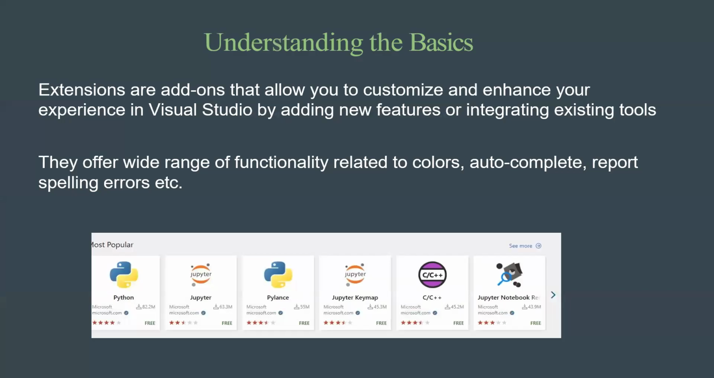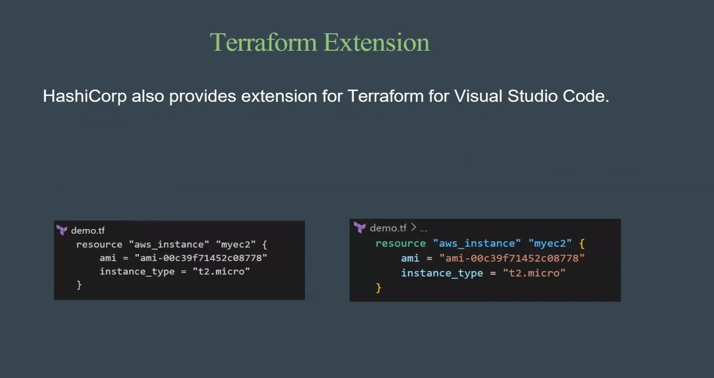Understanding the basics: extensions are add-ons that allow you to customize and enhance your experience in Visual Studio Code by adding new features or integrating existing tools. They offer a wide range of functionality related to colors, auto templates, reporting spelling errors, etc. HashiCorp also provides an extension for Terraform for Visual Studio Code. If you install the Terraform extension, it will show the Terraform syntax highlighting and the colors also.